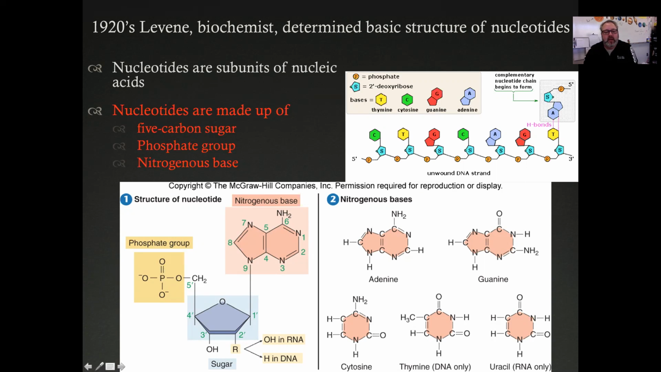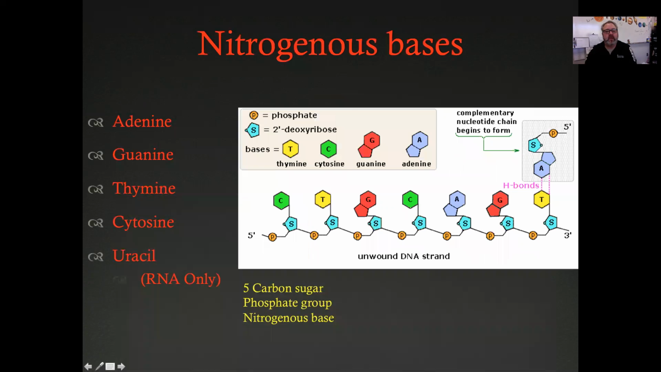Now, more specifically, each of those has different types. There's adenine, guanine, thymine, and cytosine in the DNA. And then if we're talking about RNA, RNA has what we call uracil. Uracil replaces one of those nitrogen bases. Okay, so here are the nitrogen bases: adenine, guanine, thymine, cytosine, and then uracil is only in RNA. That's the only place that we find it, okay?